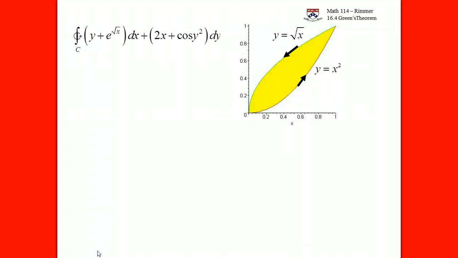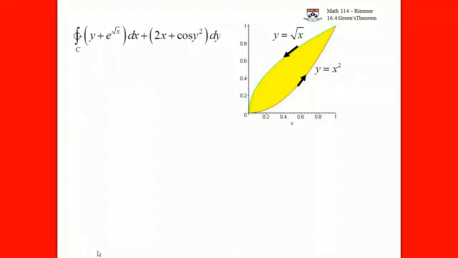It was closed back then. We just didn't know what was going on there. Positively oriented. And we want the line integral of that function over that. Remember how we had to do two different parts? I mean, it's not bad to come up with the parameterization, but when it comes time to do all the substitutions, you're not going to be able to integrate that. Not with an e to the root x and a cosine of y squared. You're not going to be able to do it.